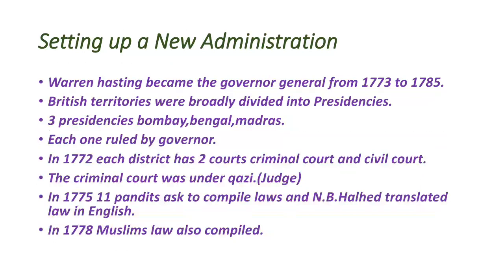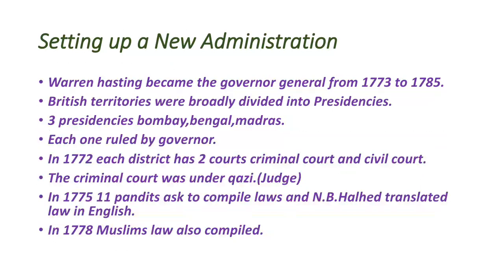Now Warren Hastings was the Governor General, and they divided India into 3 different presidencies for their own benefit. Like that, they divided the whole of India into 3 presidencies, that is Bombay, Bengal, and Madras. Each one was ruled by a governor, and everyone was under the control of Warren Hastings.